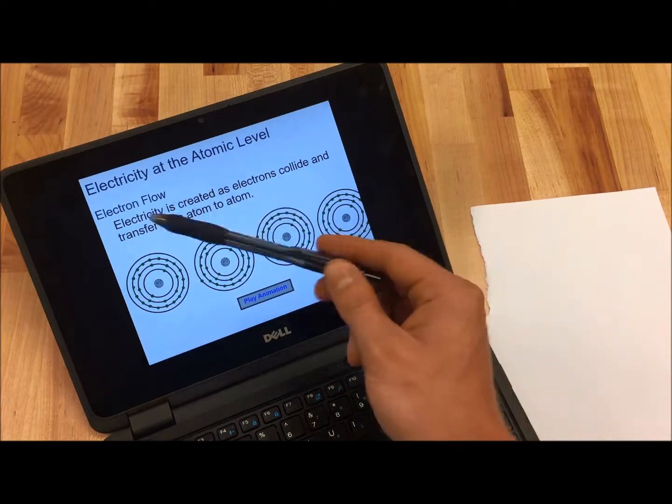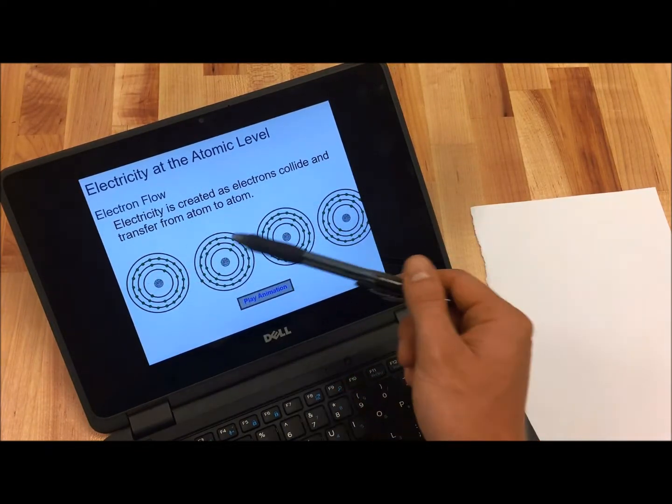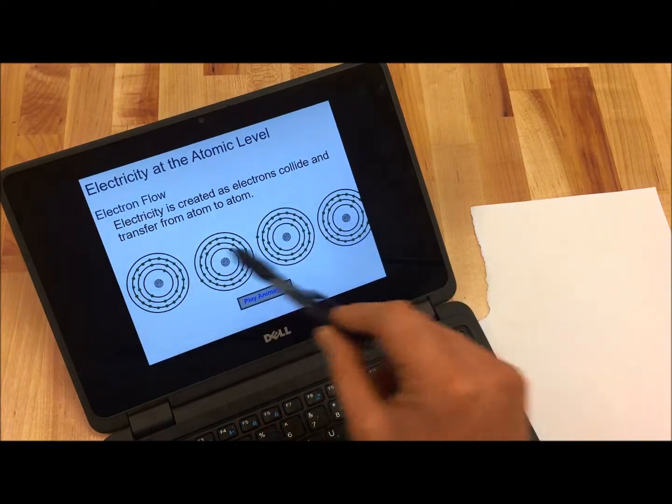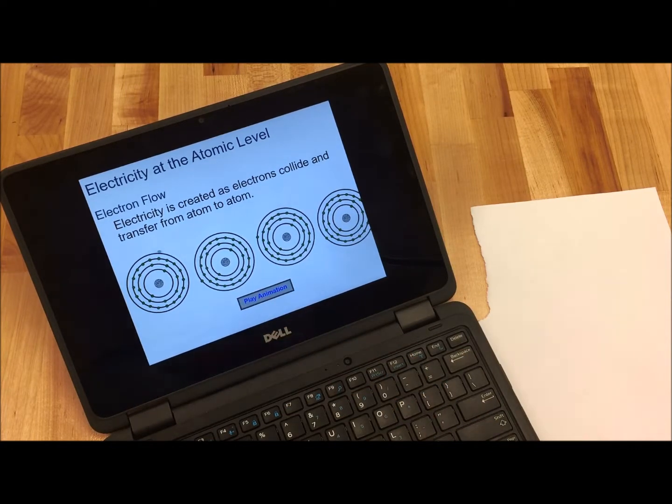So electron flow, here's a demonstration. So you got, let's say this is copper. Copper, copper, copper, copper. Electricity is created by the electrons that collide and transfer on these valence electrons out here. So playing your animation for you. Do it again.